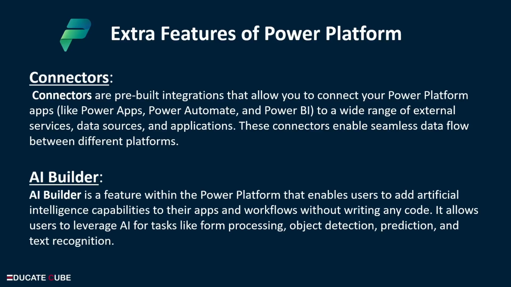Now, the second extra feature of Power Platform is AI Builder. AI Builder is a feature within Power Platform that enables users to add artificial intelligence capabilities to their apps and workflows without writing any code. It allows users to leverage AI for tasks like form processing, object detection, prediction, and text recognition.